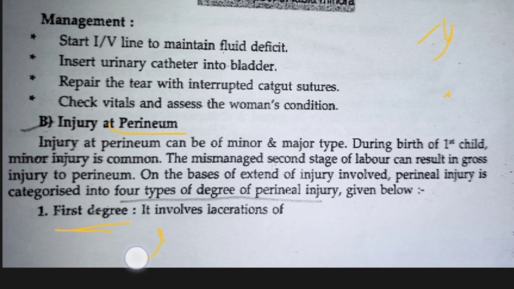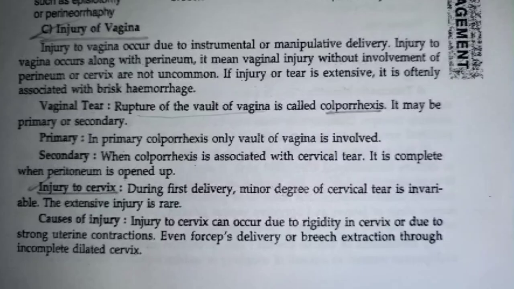Second degree is a visible tear with heavy blood loss below the vagina. Third degree is a tear from the vagina that is about to reach the sphincter of the anus, going to reach the anus. And fourth degree is when it has reached the anus. In between the anus and the vagina there is a cut. These are the four degrees seen in injury of the perineum.